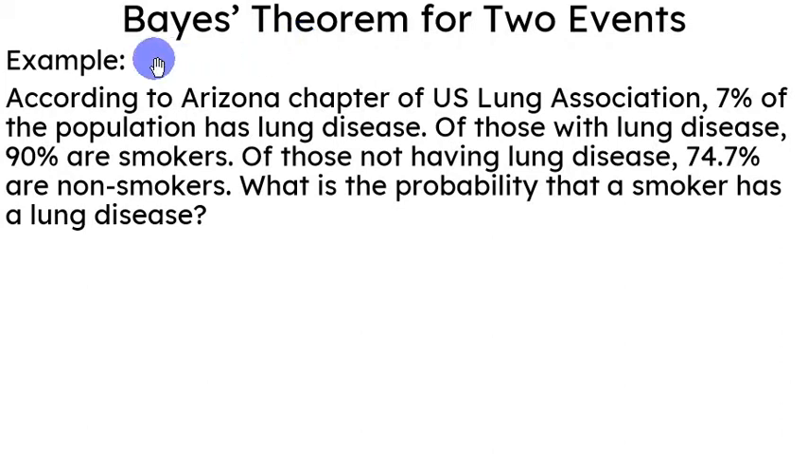Let's have an example of Bayes' theorem. According to the Arizona chapter of the U.S. Lung Association, 7% of the population has lung disease. Of those with lung disease, 90% are smokers. Of those not having lung disease, 74.7% are non-smokers. What is the probability that a smoker has a lung disease?